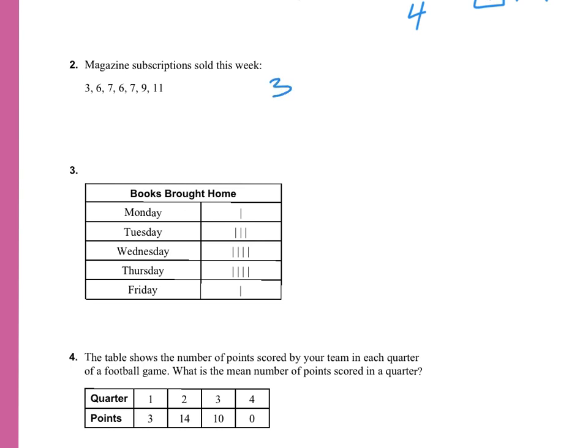So I am going to put these in order from least to greatest. I have a 3. Then it looks like I have 2 6s. And 2 7s. A 9 and an 11. Okay, first step, add them up. 3 plus 6 plus 6 plus 7 plus 7 plus 9 plus 11.